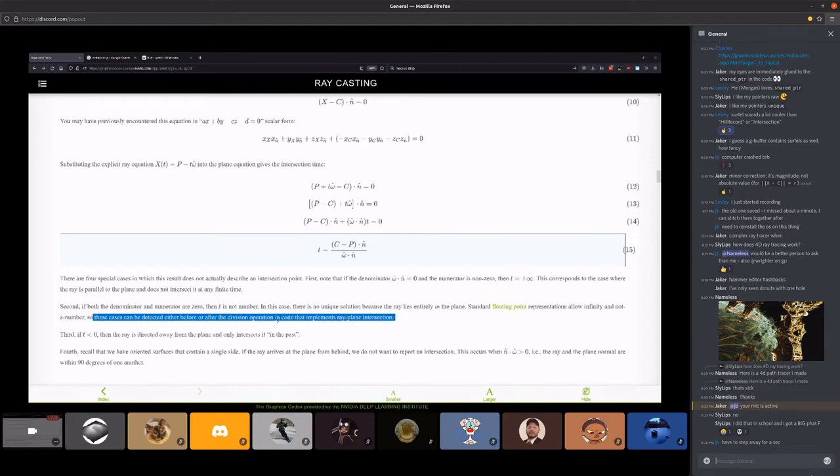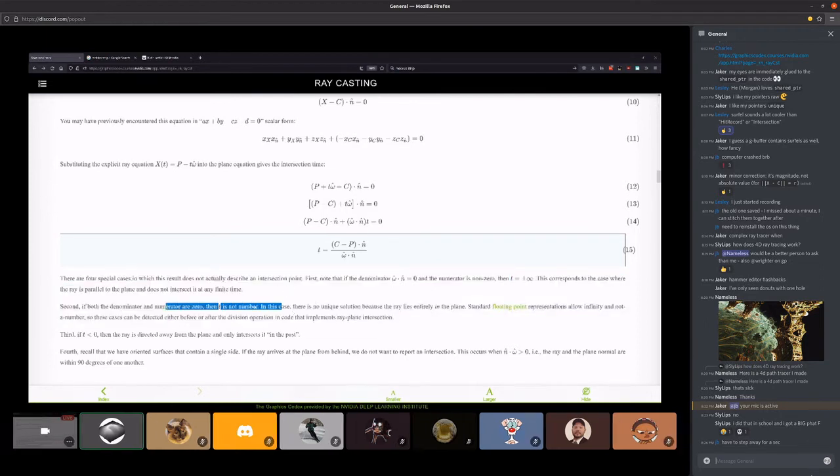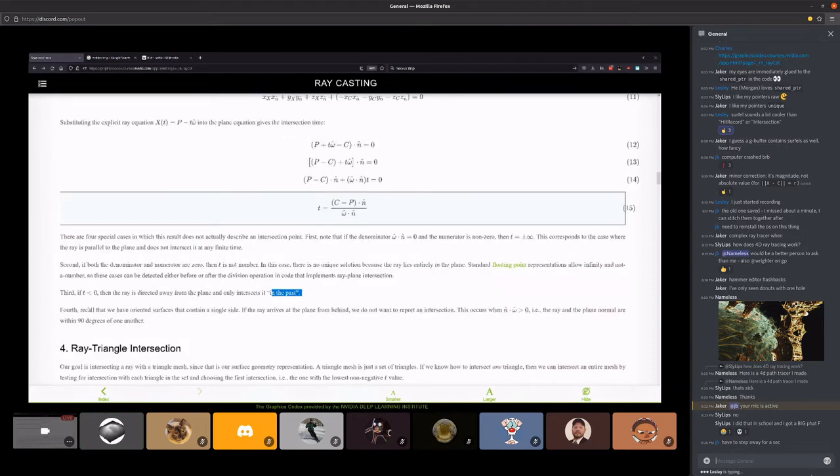So due to floating point math, the infinity and not a number cases should just fall out of the math. Interesting. Yeah, if T is less than zero, the ray is directed away from the plane, and so it only intersects it in a negative T. And then we want to cull out rays that come from behind the surface.